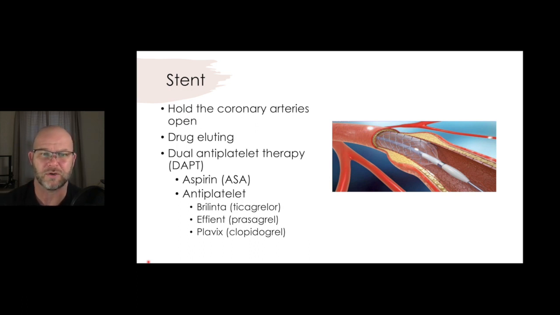So the type of drugs that are here, we talked about being anticoagulated during the process, but until that body scars it in safely, it's still going to be exposed. So your patient will be on an aspirin and an antiplatelet. So the Brilinta, the Effient, and the Plavix are by far the three that you see the most, along with that aspirin. There are studies for trying to change that, but right now that's the industry standard. And that's called DAPT, dual antiplatelet therapy.